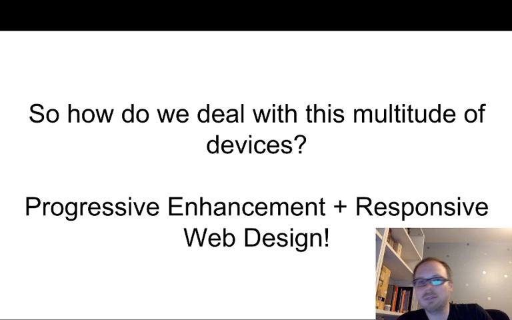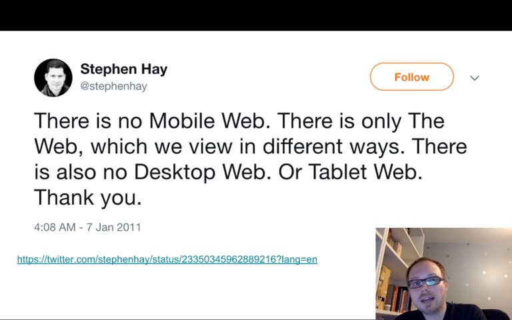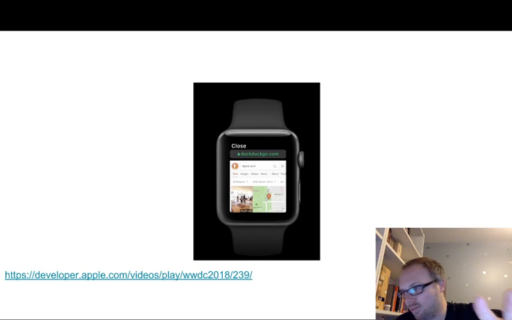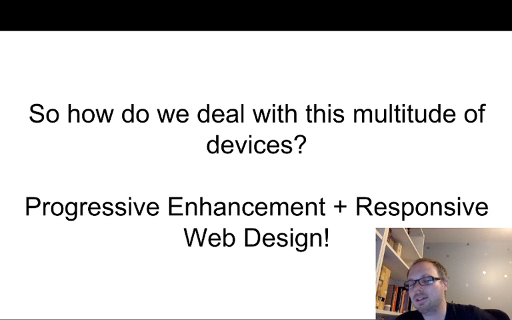How do we deal with this multitude of devices? Well, like Stephen Hay said, there is no watch web. It's just the web. How do we handle this? How do we make sure that our awesome website like midmich.edu is going to work great on someone who has a desktop computer, but is going to work just as well for someone on a phone, and is going to work when someone sends them a link to a class on their watch that they can tap and read all that content? Well, there's two major approaches to web design that I want to share with you today from our book.